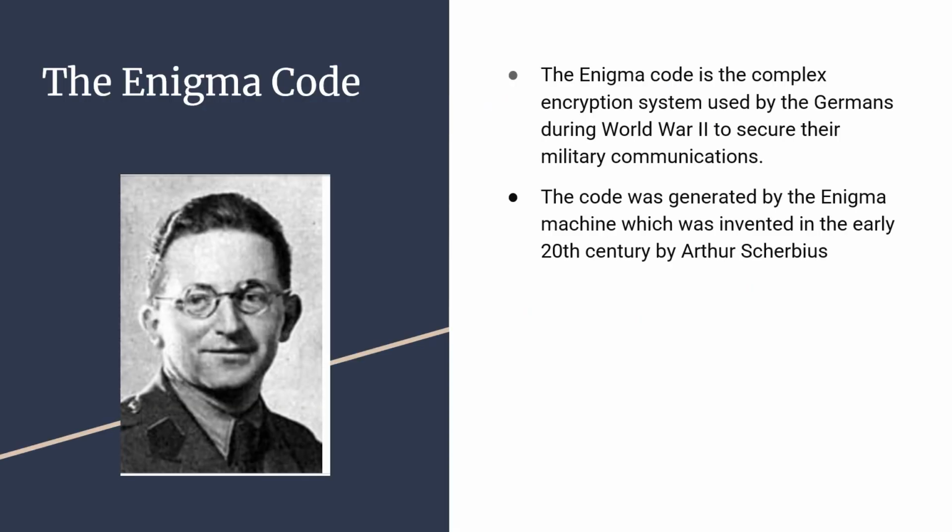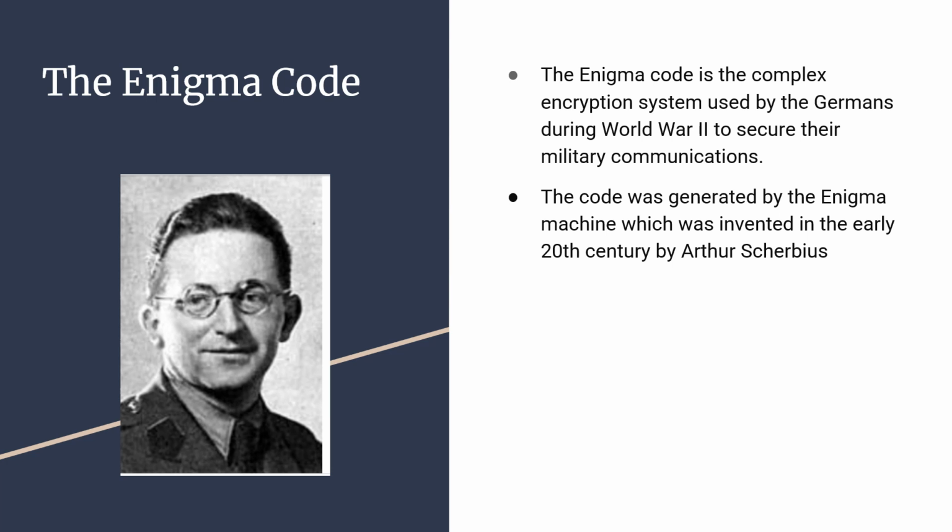So first, the Enigma code is the complex encryption system used by the Germans during World War II to secure their military communications. Basically, it was the way that the Germans encrypted all of their messages during World War II to prevent the Allied forces from being able to decrypt them and recognize their messages and gain a strategic advantage.